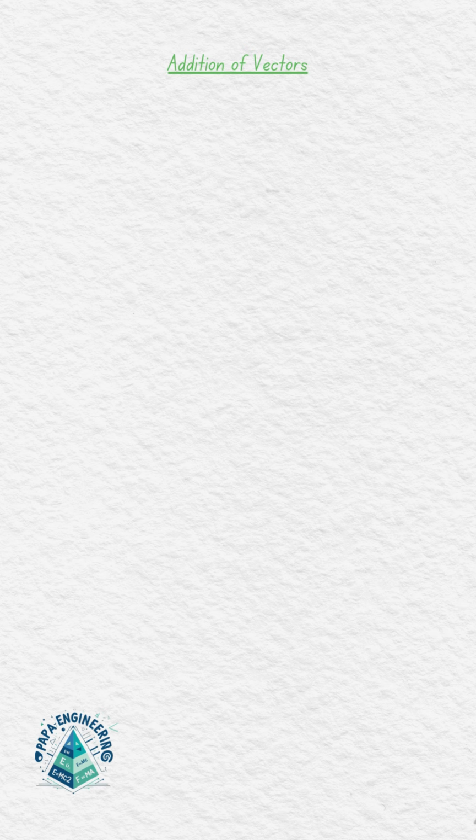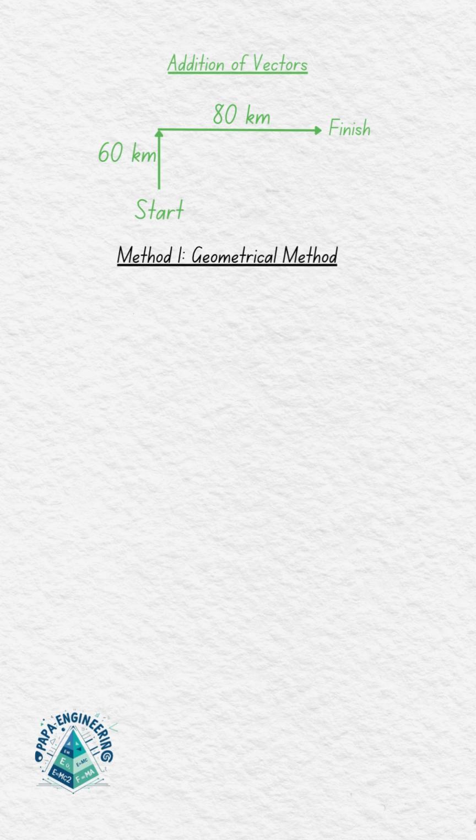Addition of vectors. Imagine you travel 60 kilometers north, then 80 kilometers east. What's your total displacement? There are two ways to find this out. The first one is geometrical.